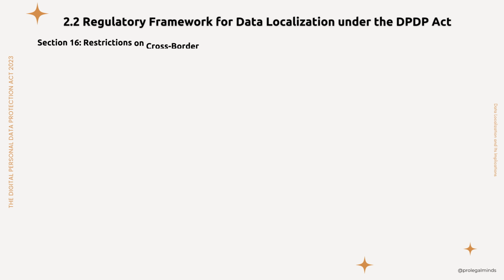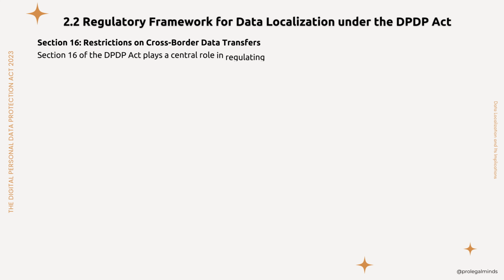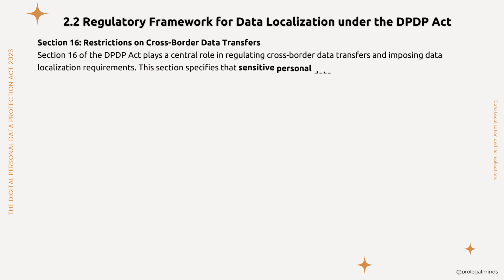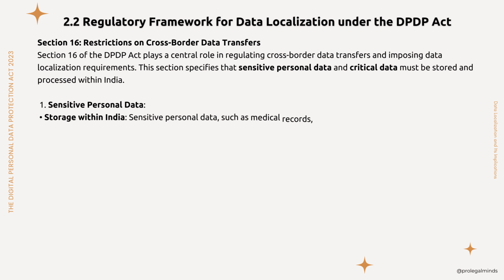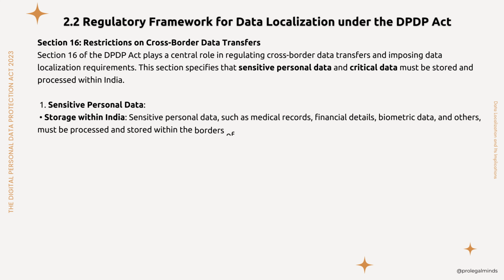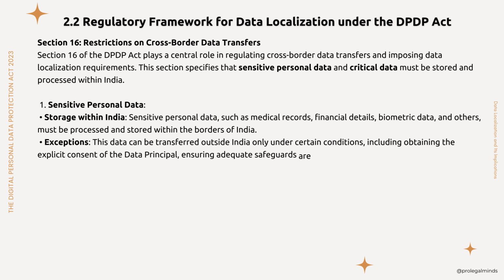Section 16, Restrictions on Cross-Border Data Transfers. Section 16 of the DPDP Act plays a central role in regulating cross-border data transfers and imposing data localization requirements. This section specifies that sensitive personal data and critical data must be stored and processed within India.